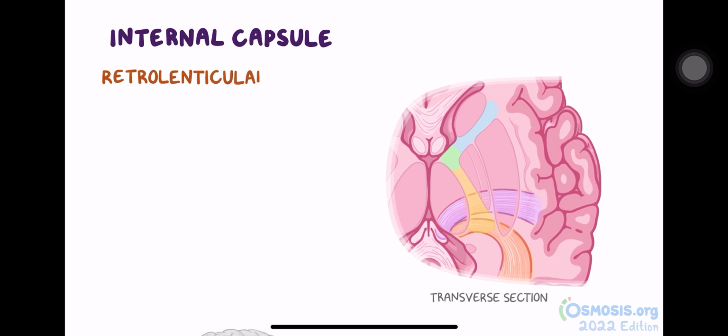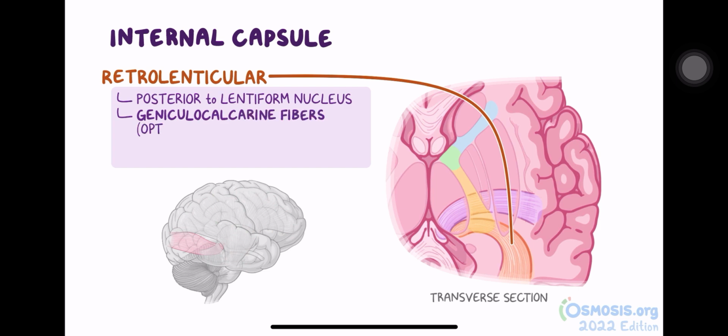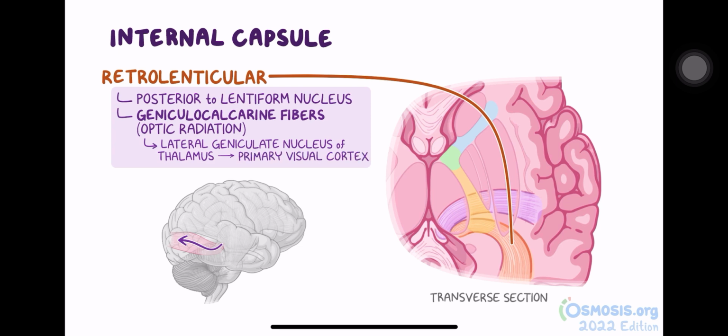The retrolenticular part of the internal capsule is located posterior to the lentiform nuclei and contains the geniculocalcarine fibers, otherwise known as the optic radiation. The optic radiation originates from the lateral geniculate nucleus of the thalamus and spreads posteriorly, carrying visual system information to the primary visual cortex of the occipital lobe.